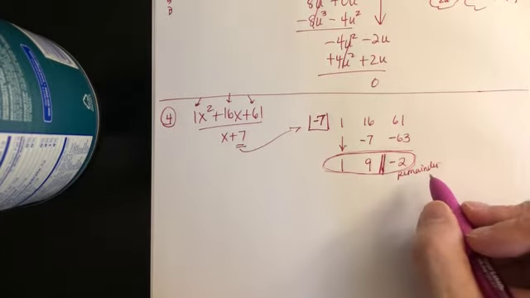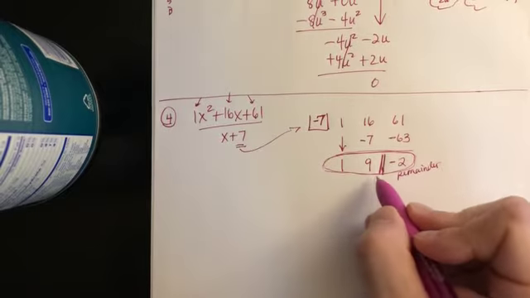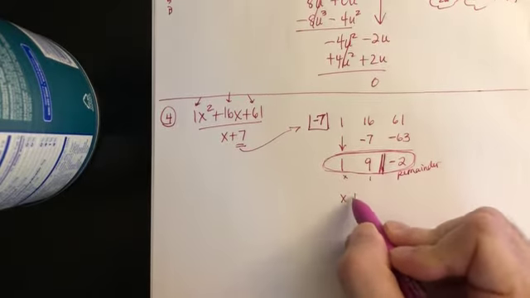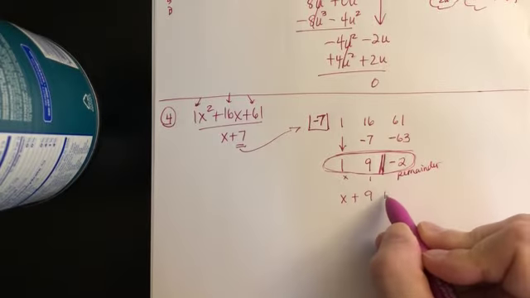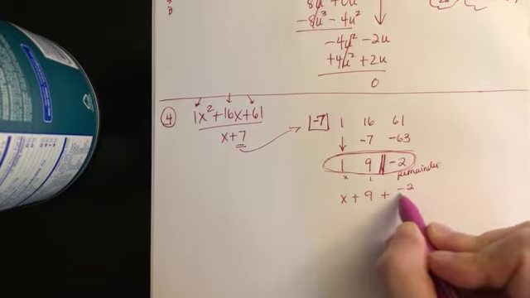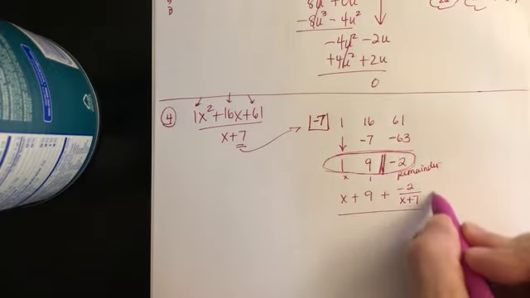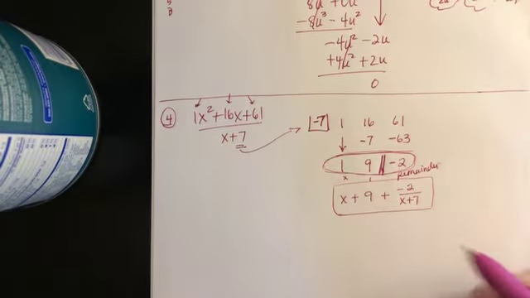It's the remainder. So if that's the remainder, this is the number and this is the x. And the answer would be 1x plus 9 plus, and then negative 2 over x plus 7, the original denominator. That's how we write remainders. Okay?